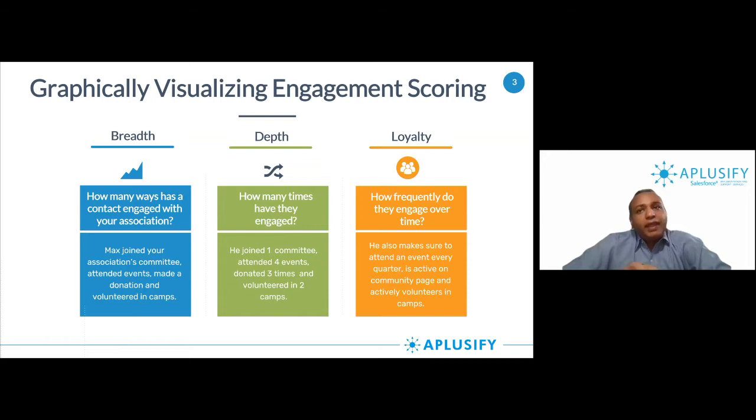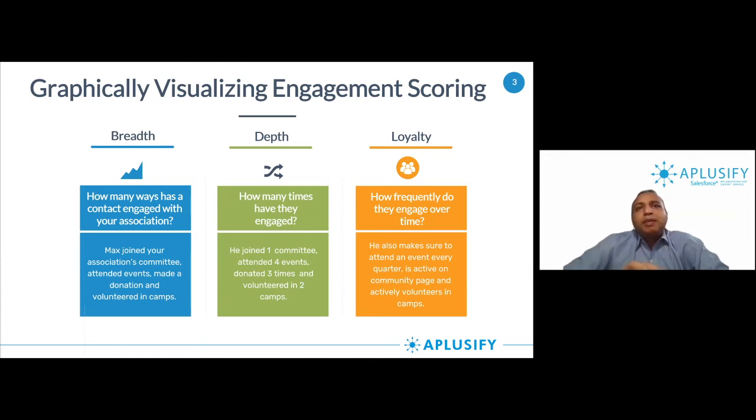And then what is loyalty? Loyalty is how frequently he is doing this activity. Is it a one-time activity, or is he doing it yearly, quarterly, or maybe every month? So you may have a member who is very proactive, who is joining every event of yours. He is attending all the webinars. He's liking all your community pages. He's actively participating throughout the year in camps, right? So that gives a factor of loyalty to him.